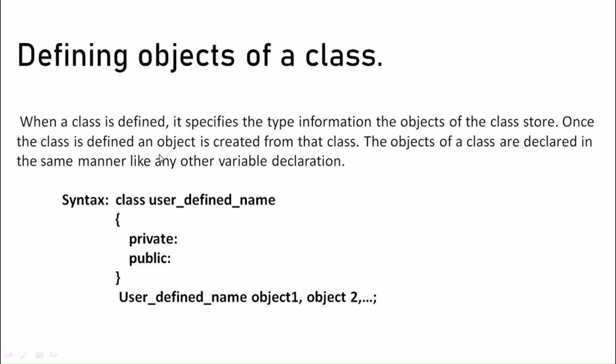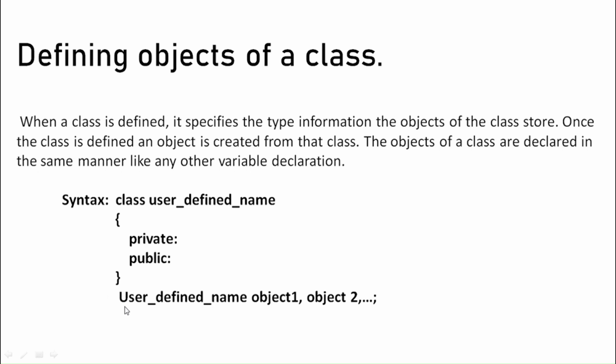Once the class is defined, an object is created from that class. The objects of a class are declared in the same manner as any other variable declaration. Now quickly have a look at the syntax. You can see here that in the syntax we have a class and a user defined name, and as usual we will have some access specifiers, and I'll close the bracket.